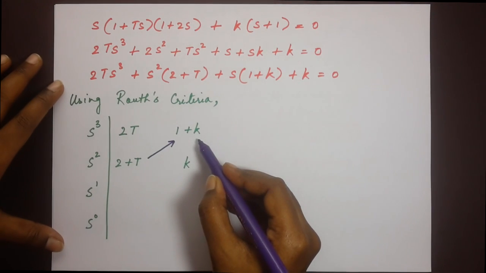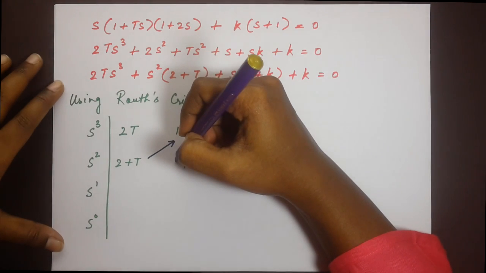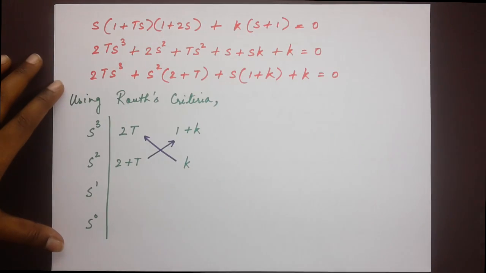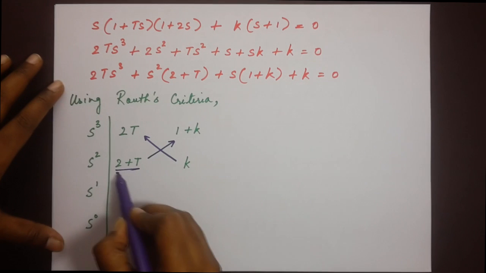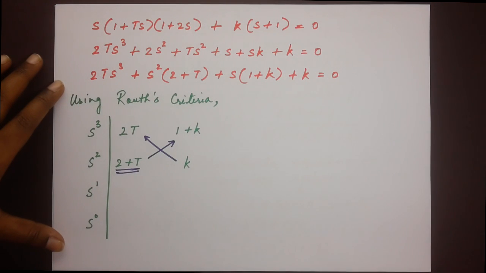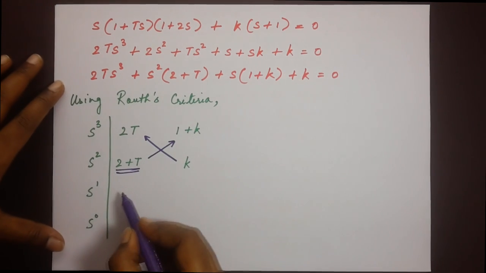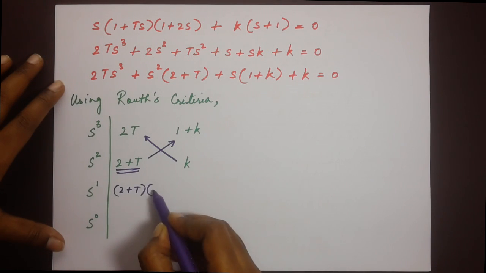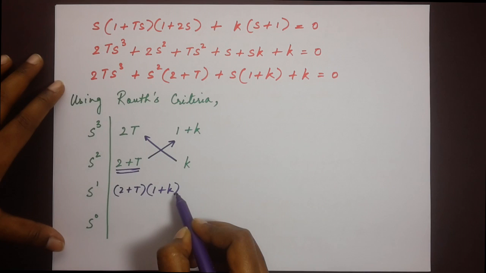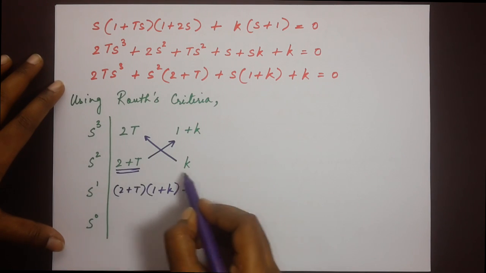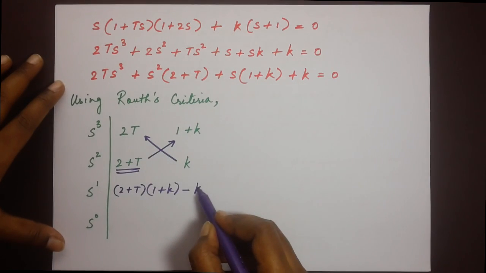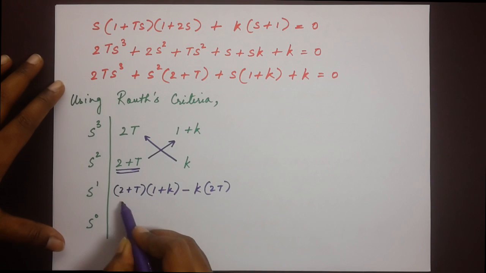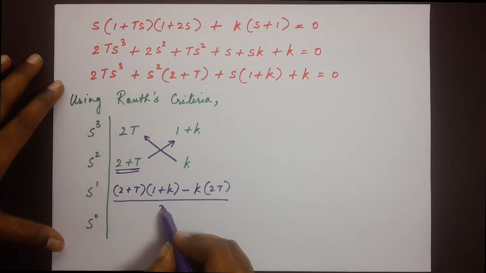So it's (2 + T) multiplied by (1 + K) minus K multiplied by 2T, divided by the first term that we started out with. So here s to the power of 1 would be (2 + T)(1 + K) minus K into 2T, divided by 2 + T.